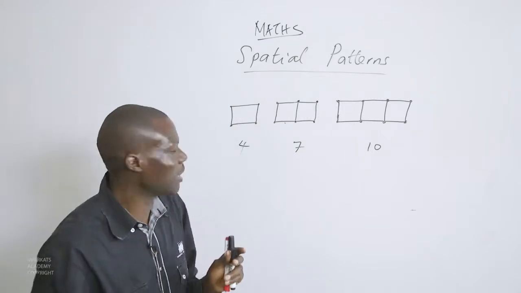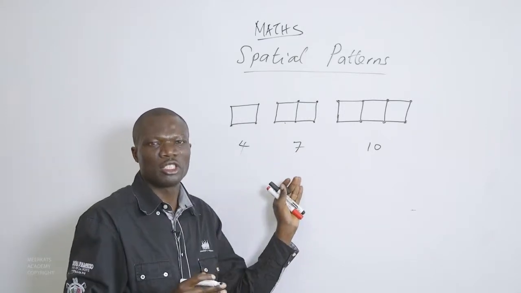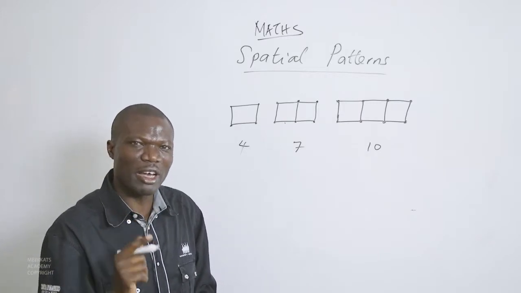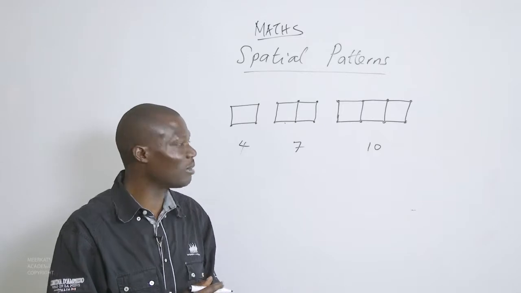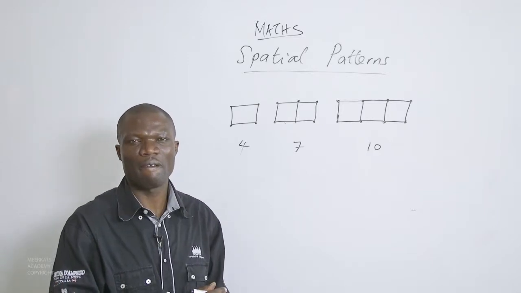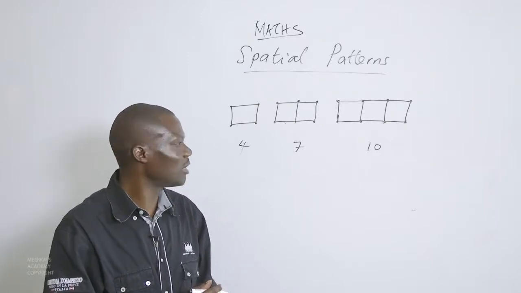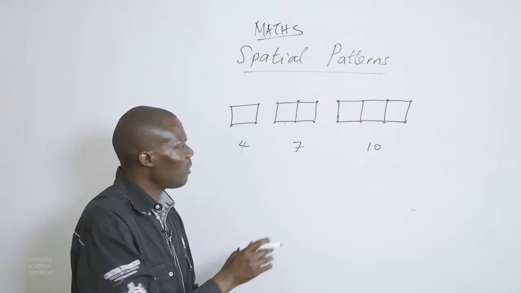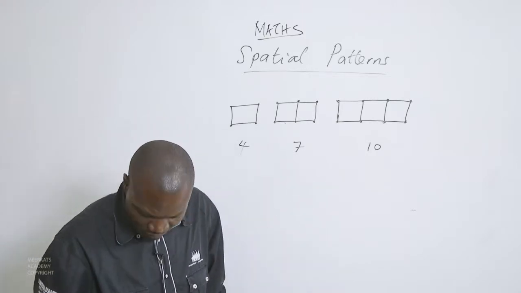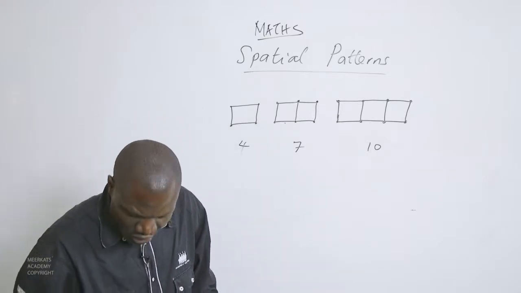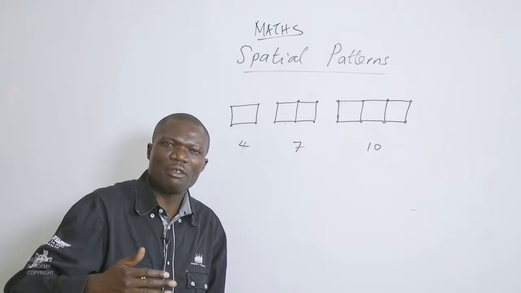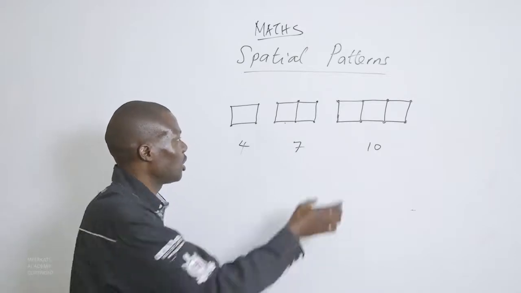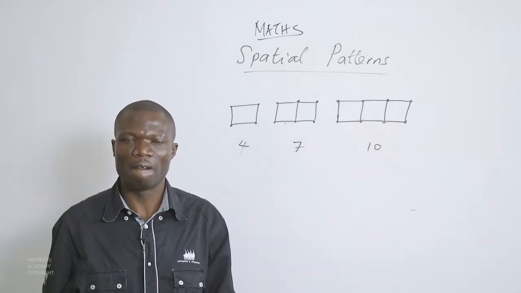However, the number pattern tells us 4, 7, 10. Meaning it is increasing by how many? It is increasing by 3. So the pattern can be simply developed. It can be developed in a way that we shall have a common difference, which will just be identified by simply counting the number of sticks that make up the shapes.